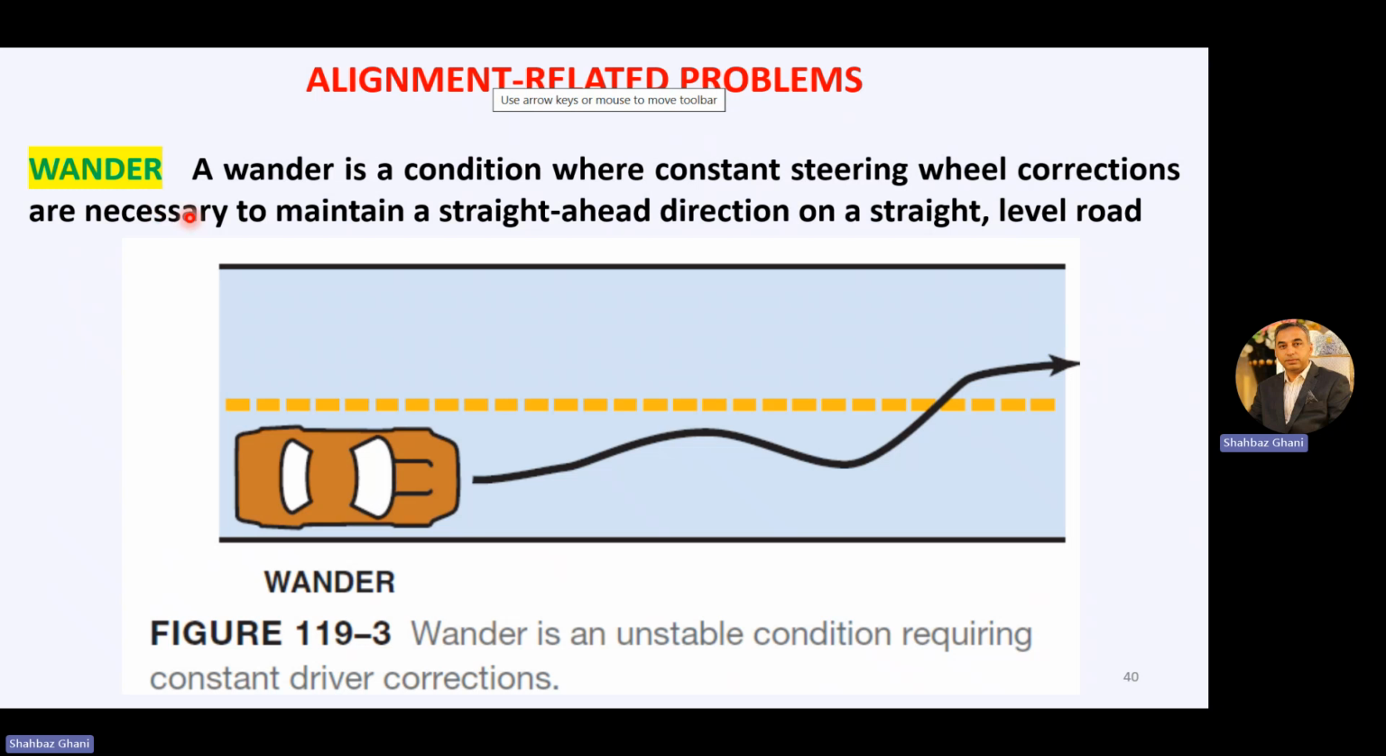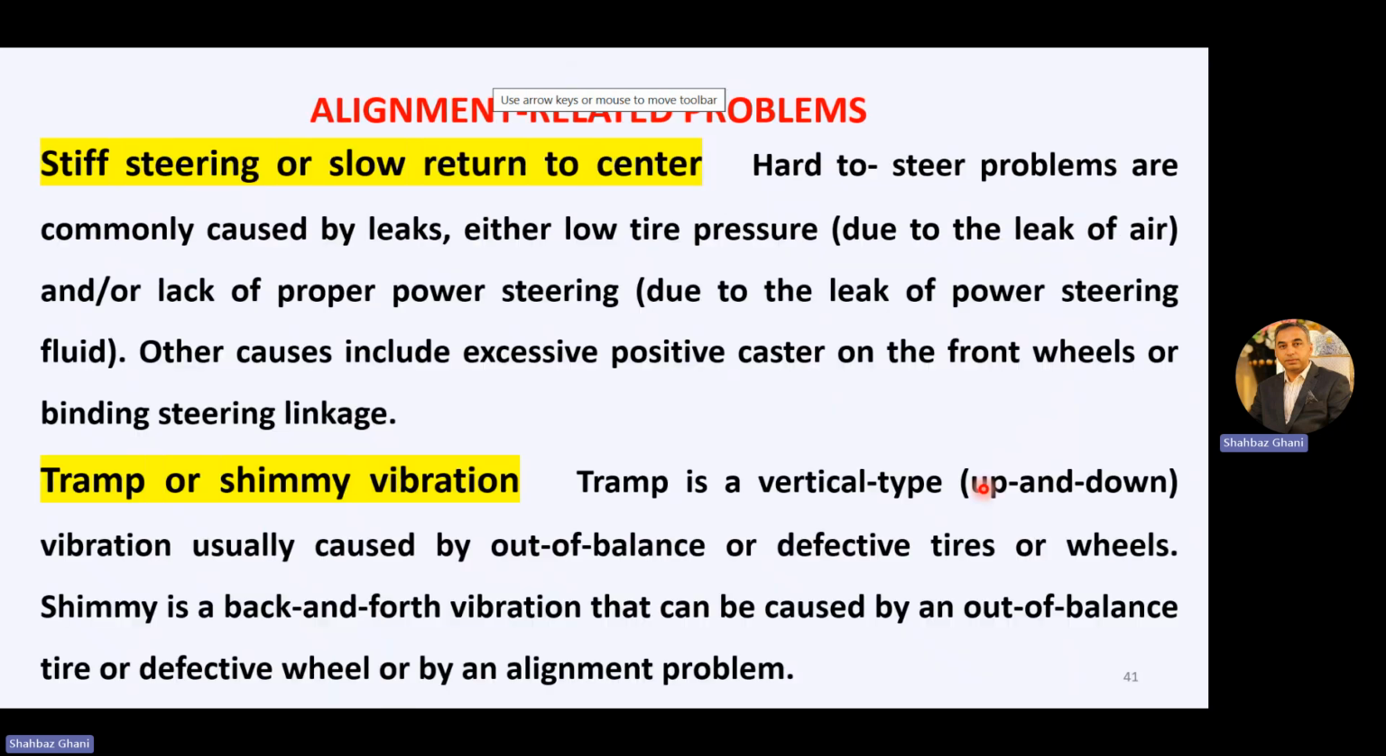Next one is the wander. A wander is a condition where constant steering wheel corrections are necessary to maintain a straight ahead direction on a straight level road. So in this wheel alignment related problem, a wander is an unstable condition requiring constant driver correction. So this is another problem.